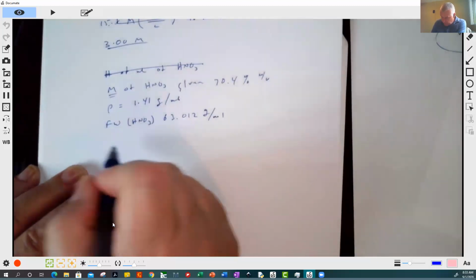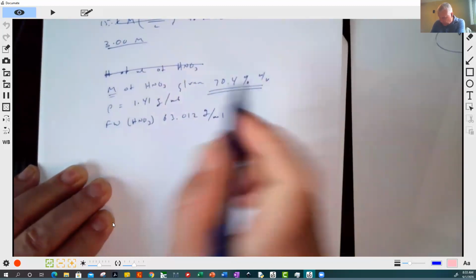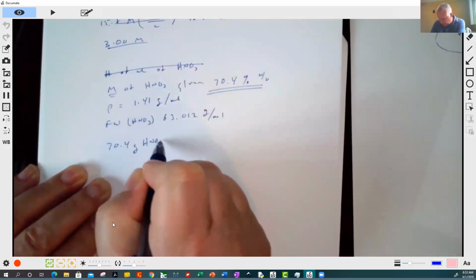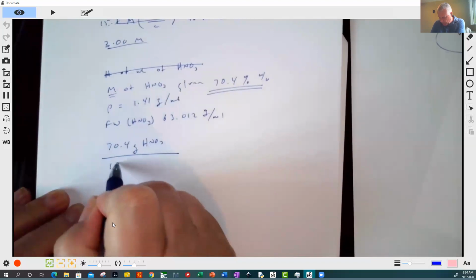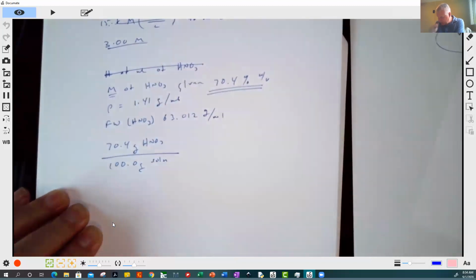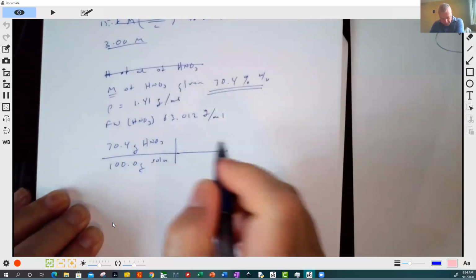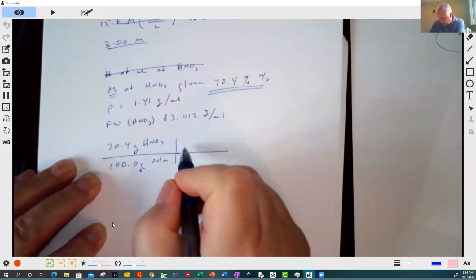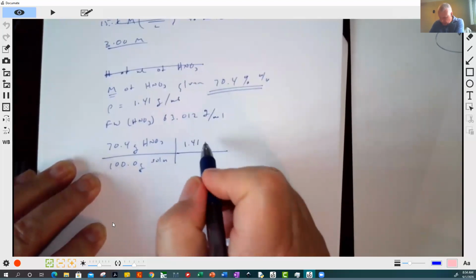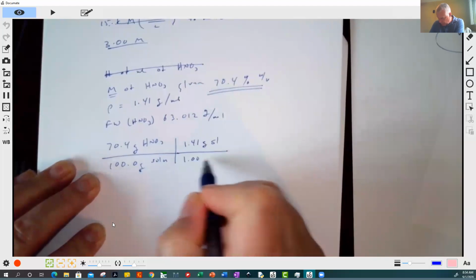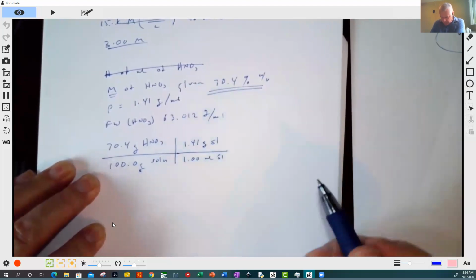So first we'll start out with the concentration in weight. It's going to be 70.4 grams of HNO3 divided by 100 grams of solution. Now this is this viscous syrupy solution, right? Now we want to go from grams of solution to volume. Right? Multiply this by 1.41 grams of solution for 1.0 milliliters of solution.